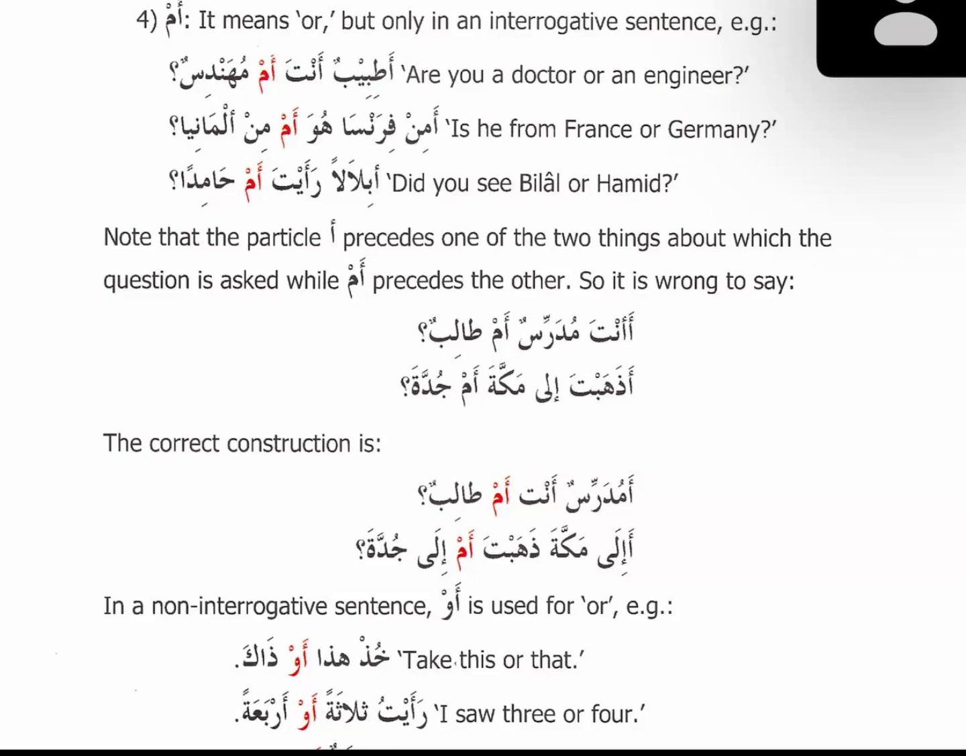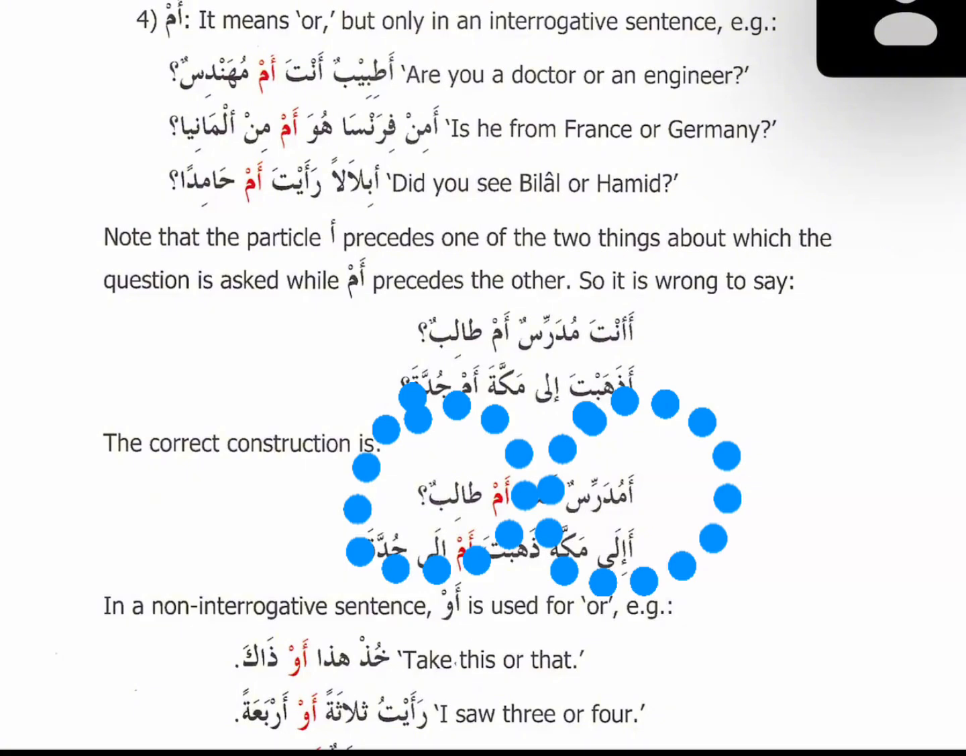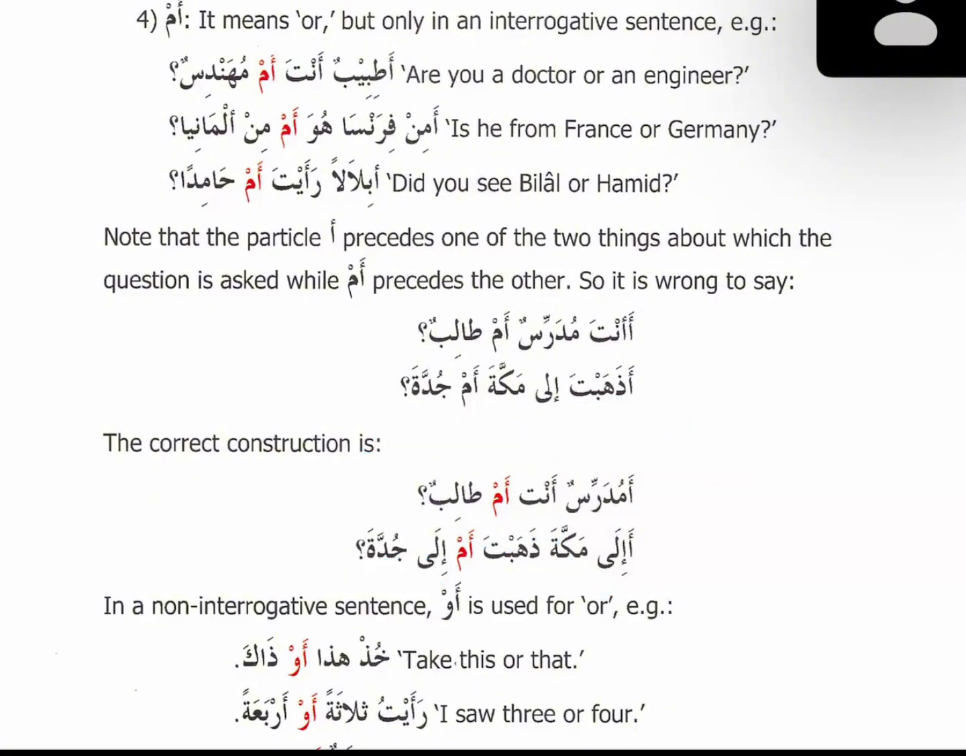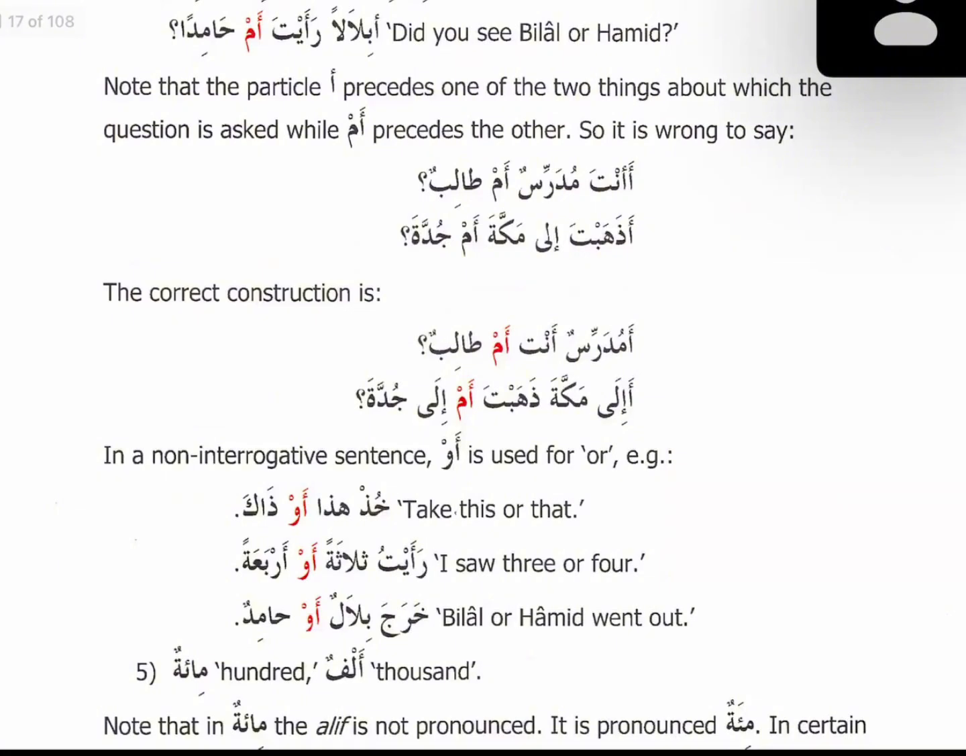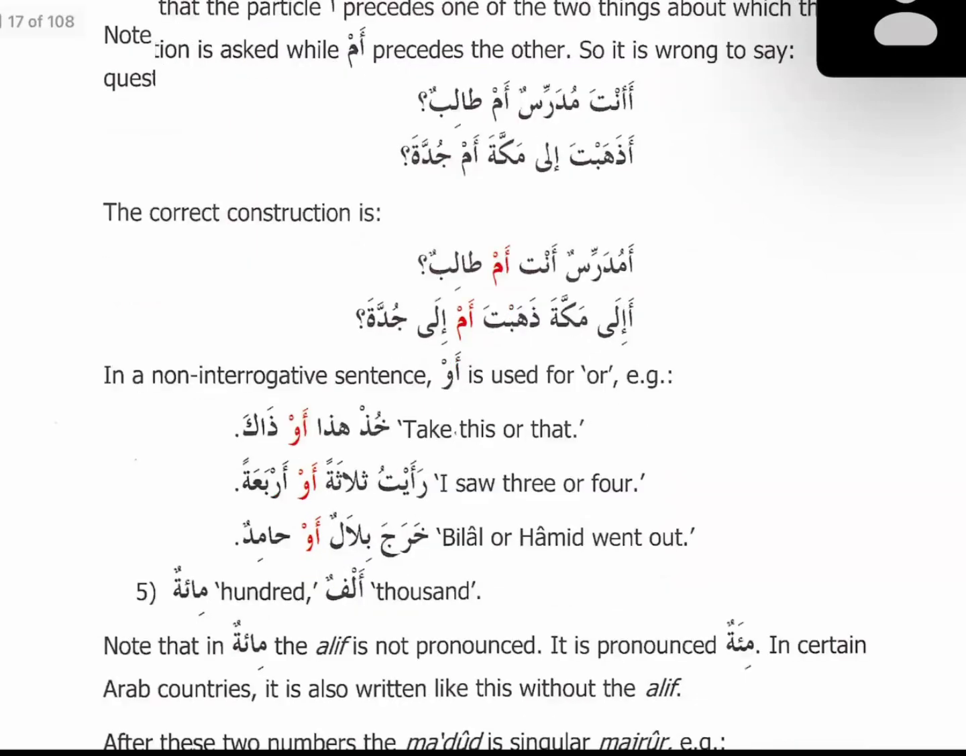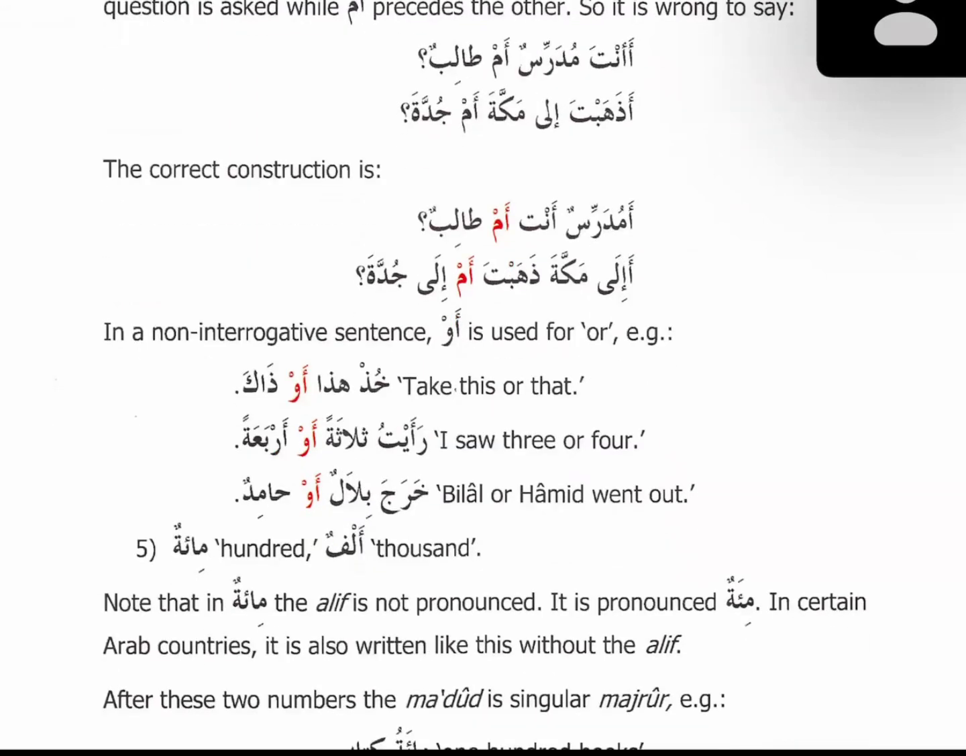It will come before the two things that are being compared, the two things that are under question. So anta is not under question. The question is whether it is a teacher or a student. So amudarrisu anta am talib. Ila makkata zahabta am ila juddata. In a non-interrogative sentence, aw is used for or, and am is used for an interrogative sentence.